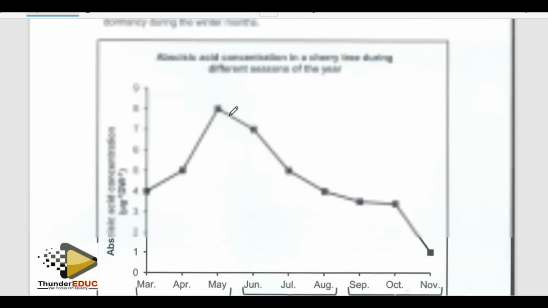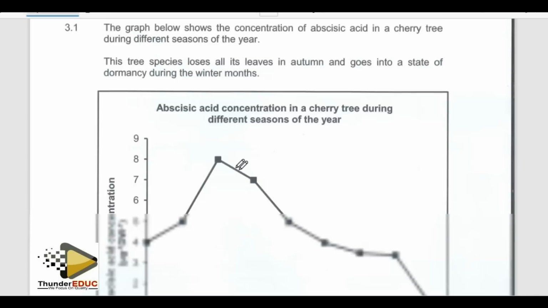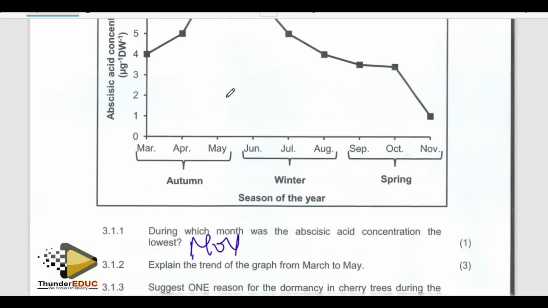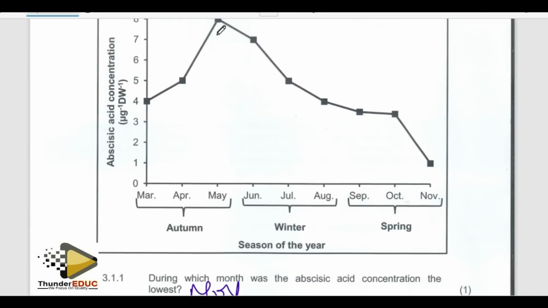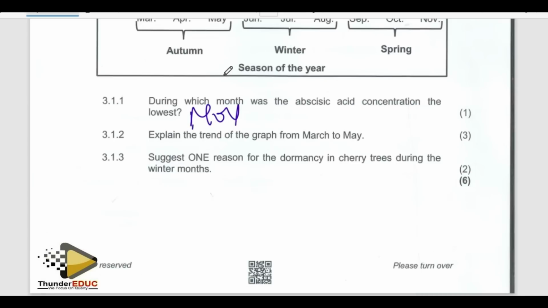Why? Because, don't forget, they say abscisic acid concentration in different seasons of the year. This tree loses all the leaves during autumn, meaning that abscisic acid is the one which is important for shedding of the leaves. So why does it increase? So that it triggers the shedding of the leaves, so that the plant can undergo dormancy. So you mention that it increases, a mark, and also explain why it increases, so that it can bring about the shedding of the leaves during this period, so that it enters when it is already dormant. It does not lose a lot of water during winter, because it doesn't have that water in the system.